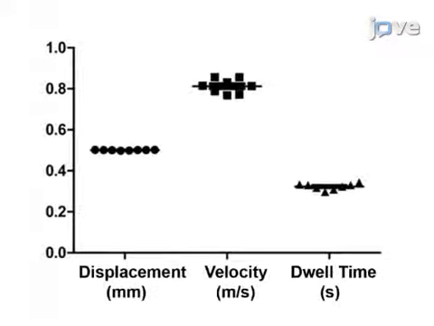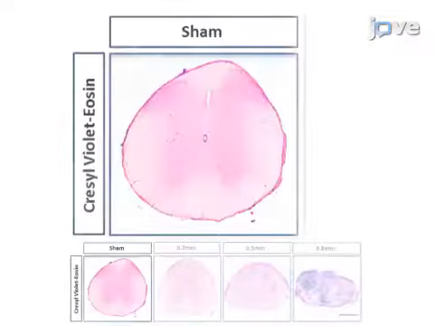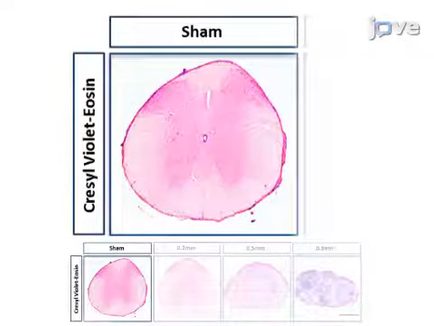These data showing consistent injury parameters demonstrate that the impactor can produce reliable and reproducible injury. This representative cross-section stained with cresyl violet eosin shows the T10 region of the spinal cord after sham injury with a 0 mm displacement.